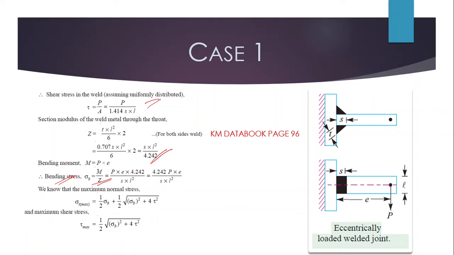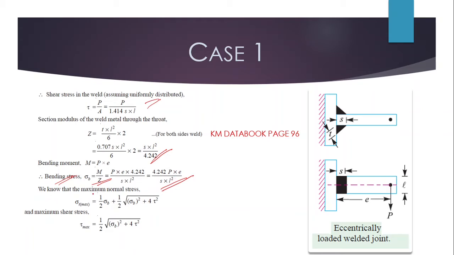We can say that M is equal to P into E and Z is equal to SL square by 4.242. By substituting that value of section modulus here, we can find out sigma B as 4.242 P into E divided by SL square. This is the bending stress.